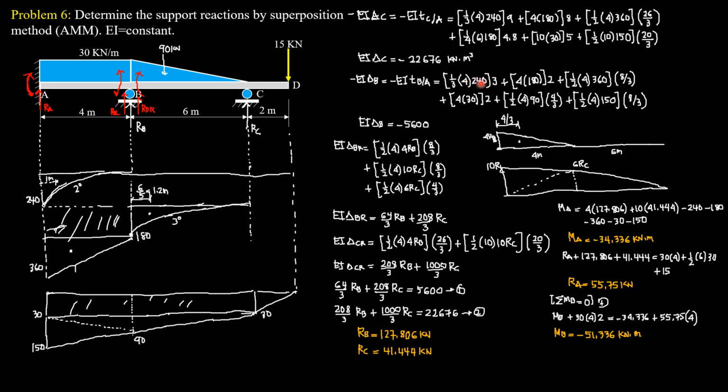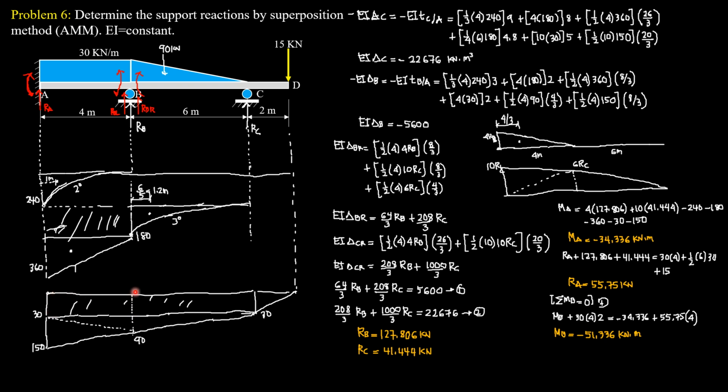So 1/3 of 4 times 240 times 3. Then this rectangular area, the moment is 4 by 180. Distance is 2, that is 2 meters. Then for this triangular area, 1/2 of 4 times 360. 2/3 of 4 is 8/3. That is the moment arm there.